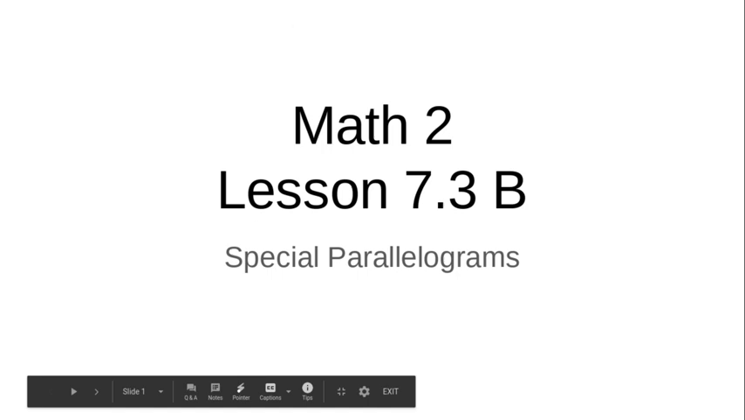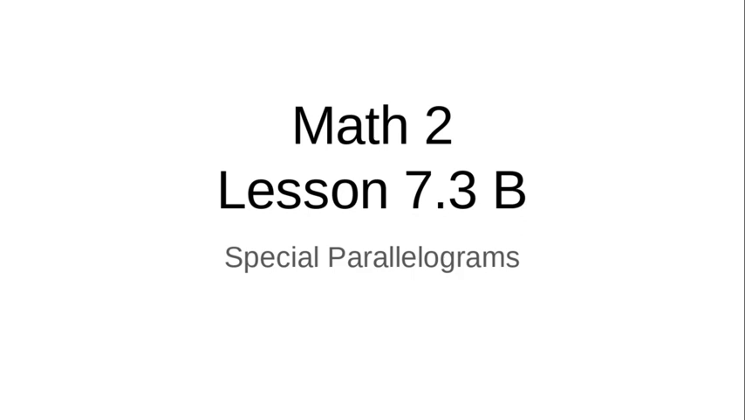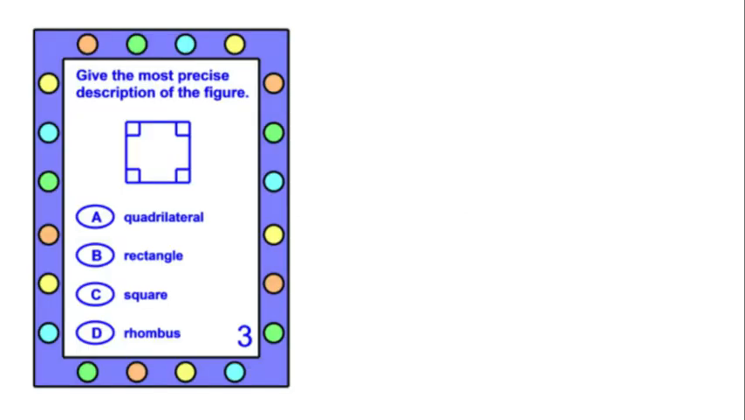Today we're going to be finishing off lesson 7.3 with part B. We're going to be looking at diagrams and determining which type of shape or quadrilateral they are based on what is marked. The first question is multiple choice. Give the most precise description of the figure. So I want you to take a moment and look at what is marked and look at your answer choices.